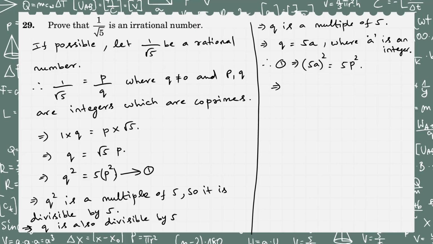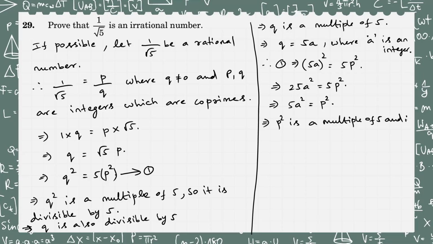Proceeding further, we have 5 square into a square, that is 25a square equals 5p square. When we divide both sides by 5, we get 5a square equals p square. So now we got to know that p square is also a multiple of 5, because it is 5 into some number, which is a square. That implies p square is a multiple of 5 and is divisible by 5.